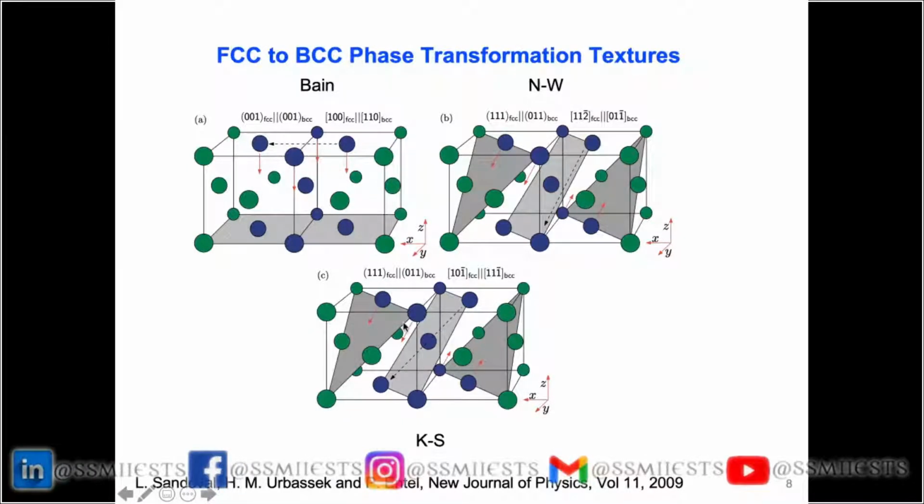And the 111 FCC, this is the close packed, this is the 101 FCC direction, this is parallel to the 111 BCC direction. Sorry, I said plane, I meant to say direction. So actually this means that the close packed planes in FCC and BCC correspond, and the close packed directions of FCC and BCC correspond also.